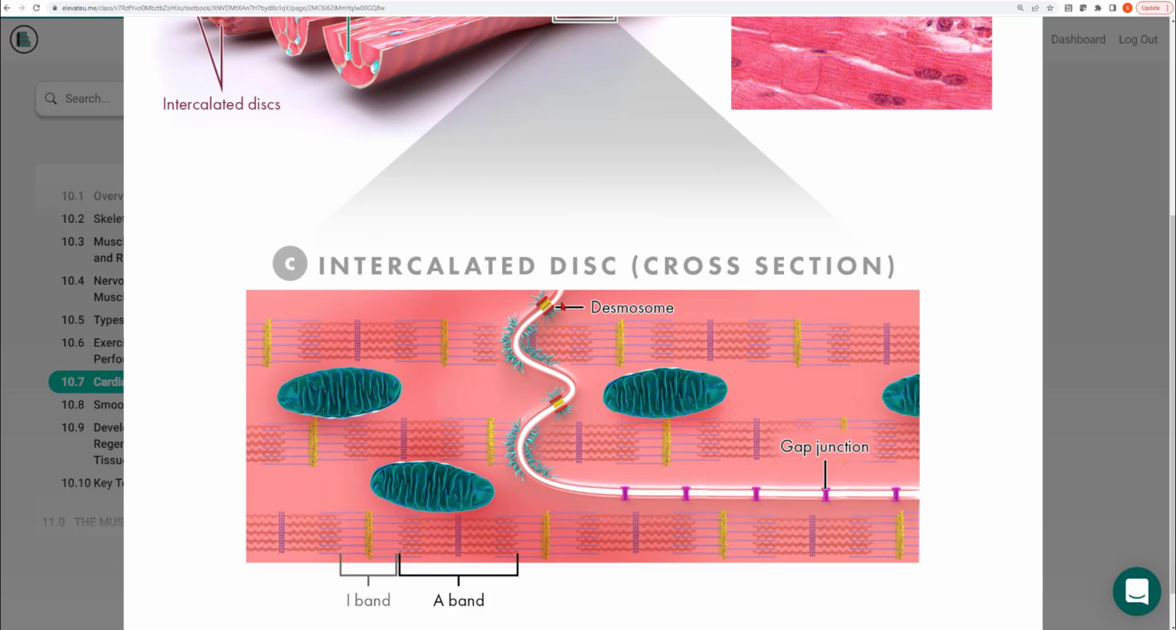So there are desmosomes between the heart cells, and gap junctions, recall from epithelial tissues, are ways for cells to communicate with each other. Gap junctions allow ions, electrical signals, and metabolites to cross from one cell to another. If you were to zoom into an intercalated disc, this is just a cartoon representation, you would find that it's composed of both desmosomes and gap junctions.